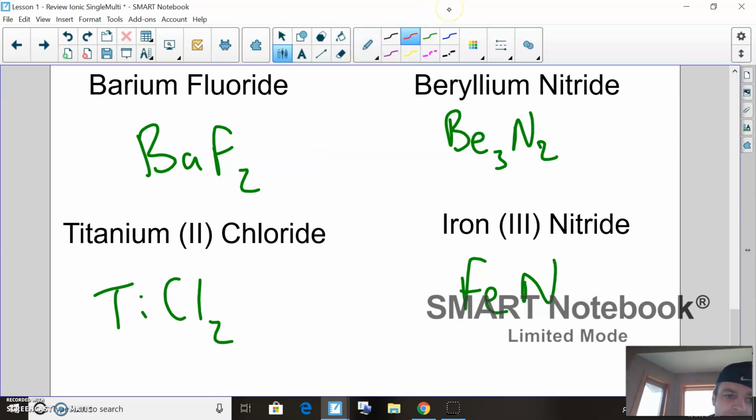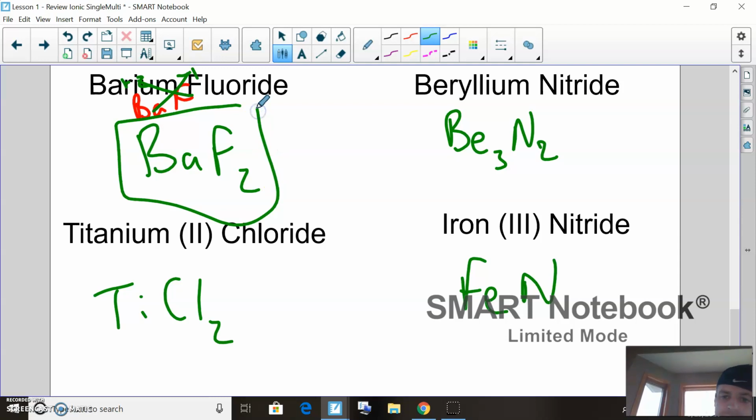Barium fluoride. So what I did was I just wrote out the charges. I wrote out the elements, wrote the charge. Barium is +2, fluorine is -1. Crisscross, got my answer there. Okay, Be is a +2 compound, or element, sorry, and nitrogen is a -3. Crisscross, final answer, Be3N2. So the crisscross method's pretty easy.